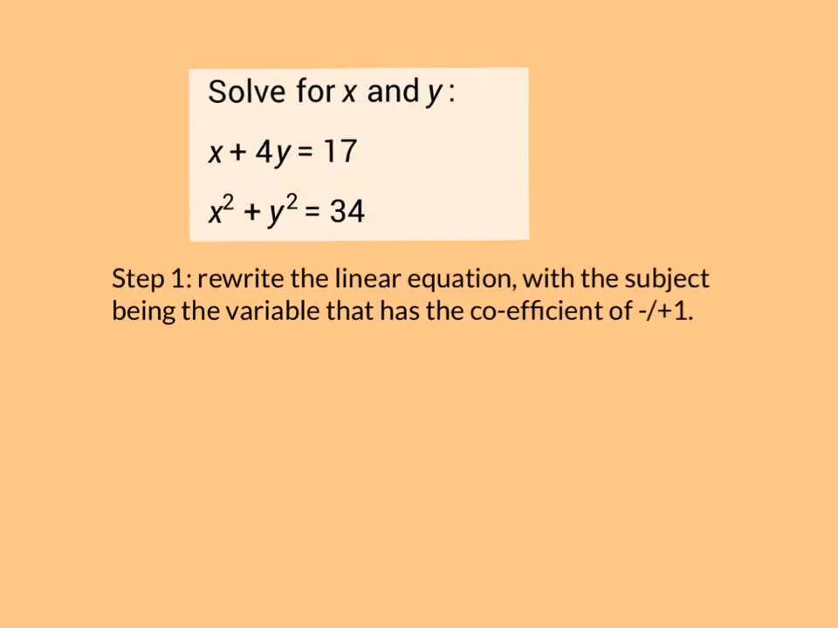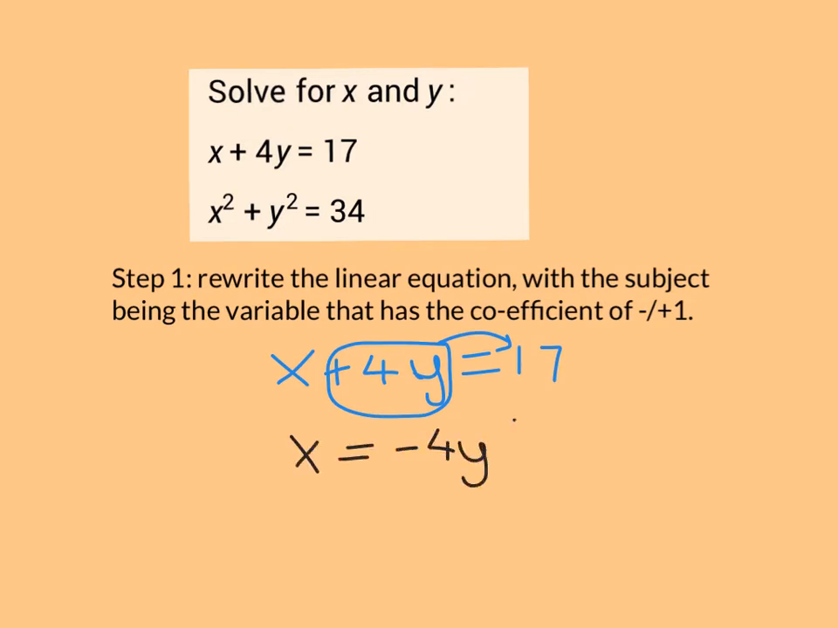Okay, so for my first step, I'm going to rewrite the linear equation with the subject being the variable that has the coefficient of plus or minus 1. What I can see here is that the variable that has the coefficient of 1 is the x variable. So that's what I'm going to make the subject of my equation. So x plus 4y equals 17. All I'm going to do is take this 4y and bring it over to the far side, and that's going to give me x equals minus 4y plus 17. Okay, and that's all I have to do for my first step.